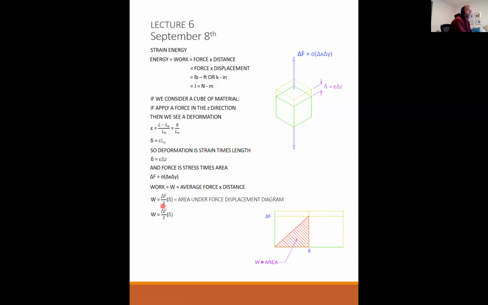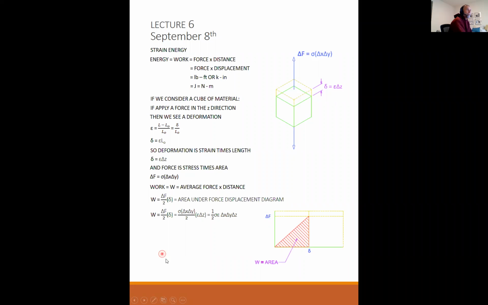So the work is equal to delta F over 2 times delta, but delta F is equal to sigma times delta X delta Y, and delta is equal to epsilon times delta Z. So stress times area, strain times length. I just made these substitutions here and here, which gives me 1/2 sigma epsilon delta X delta Y delta Z. Which I just repeated here.